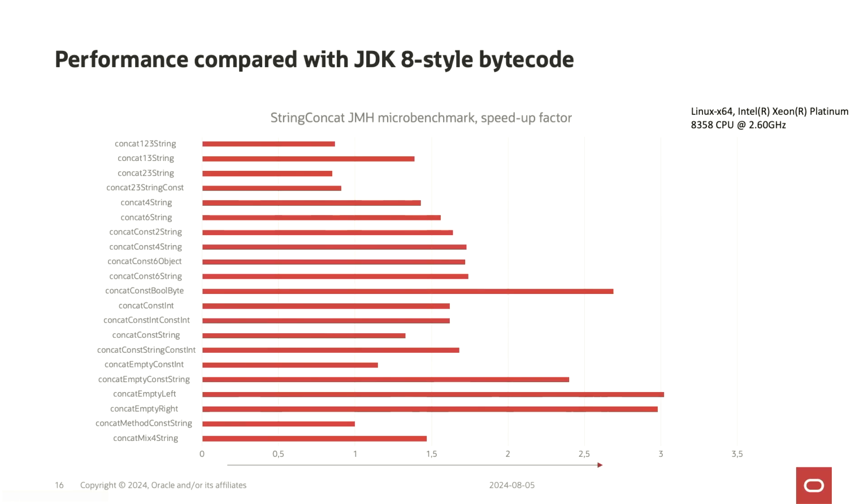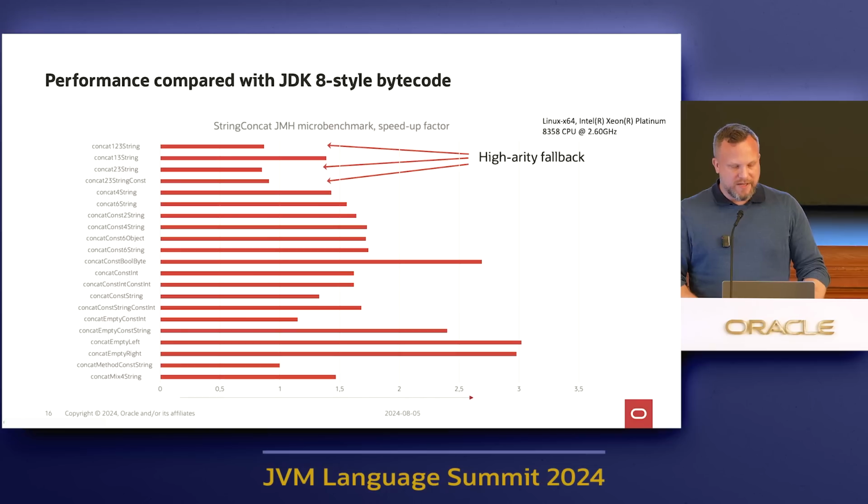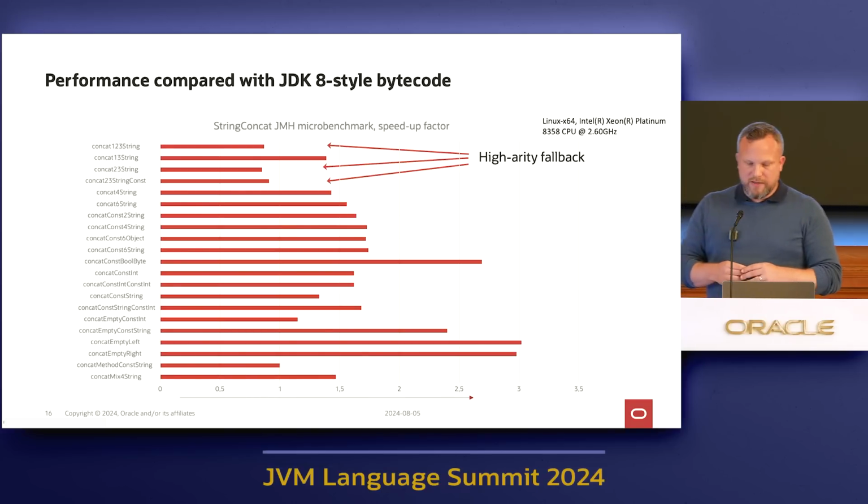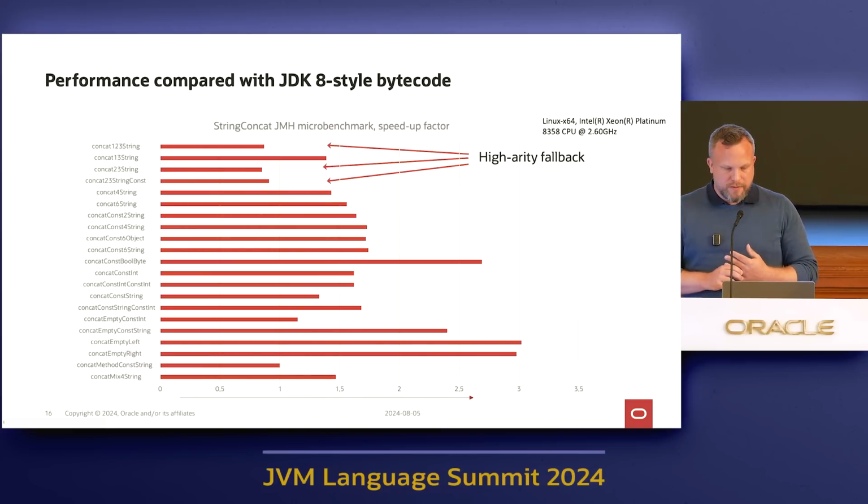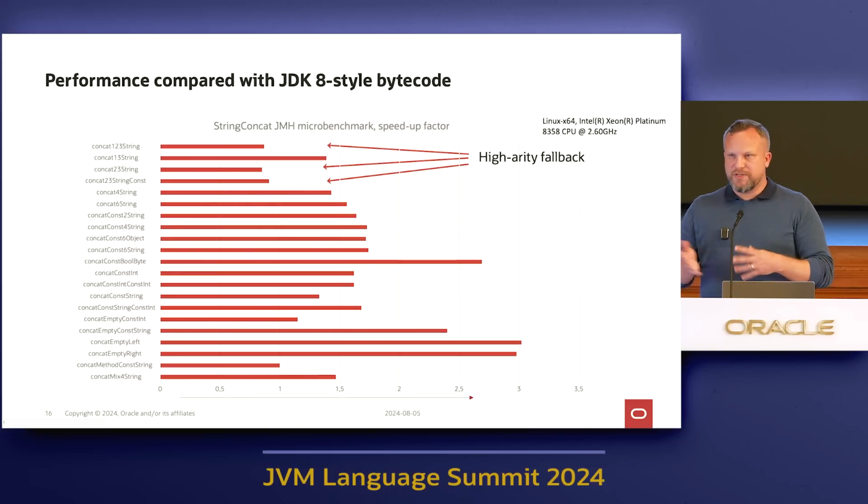From the top, you can see that there are a few that are underperforming the Java 8 style bytecode. Look at the lines that say 1 for speedup, and those are all part of this high-arity fallback mechanism. Those 123 arguments will run into the high-arity fallback. It doesn't terribly underperform at that arity length, but it's still a 15-20% downside.